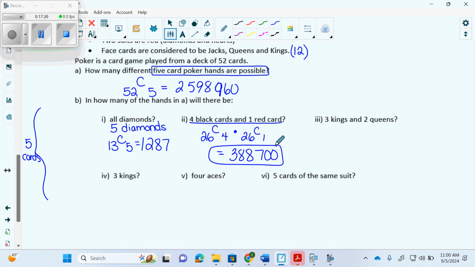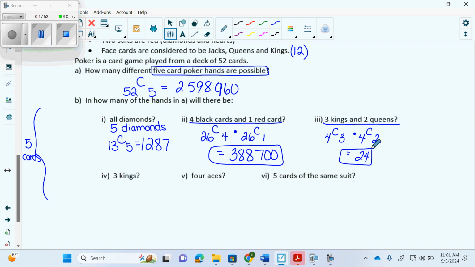Okay. 3 kings, 2 queens. Is that 5 cards? I think it is. All right. 3 kings. From how many kings? 4. 4C3, and we do what? Multiply. How many queens? 4. And what do we get? 24.